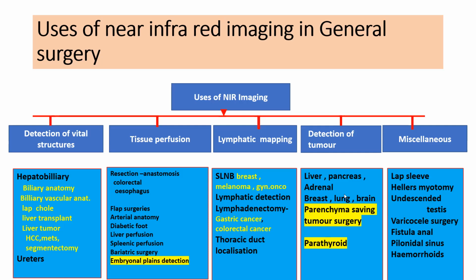Detection of the tumor. Am I audible? Yes. Okay. Then in various tumors such as in liver as well, pancreatic tumors, the adrenal gland, breast, lung, brain, parenchyma saving tumor surgeries. This is again a newer modality of treating tumors. And then parathyroid detection, which is an enigma in itself. So there are miscellaneous uses also. We will see videos of everything: lap sleeve, Heller's myotomy, undescended testes, varicocele surgery, fistula, pilonidal sinus, and hemorrhoids. So we will see this one by one.